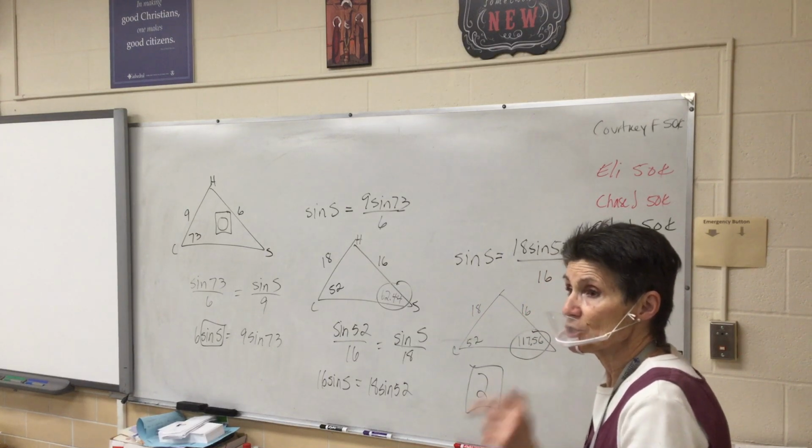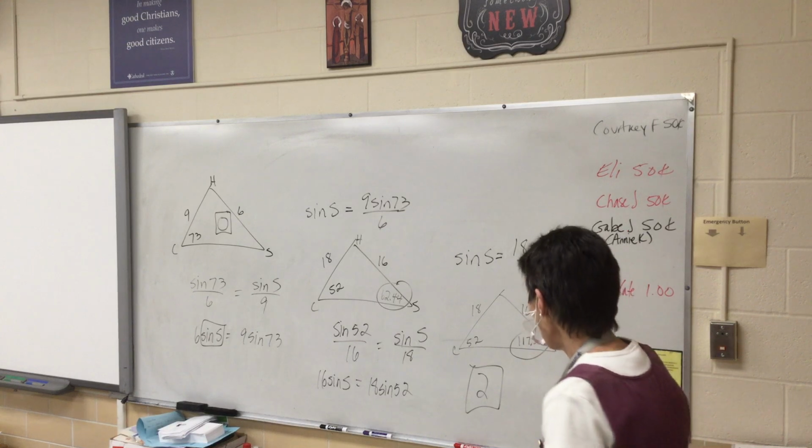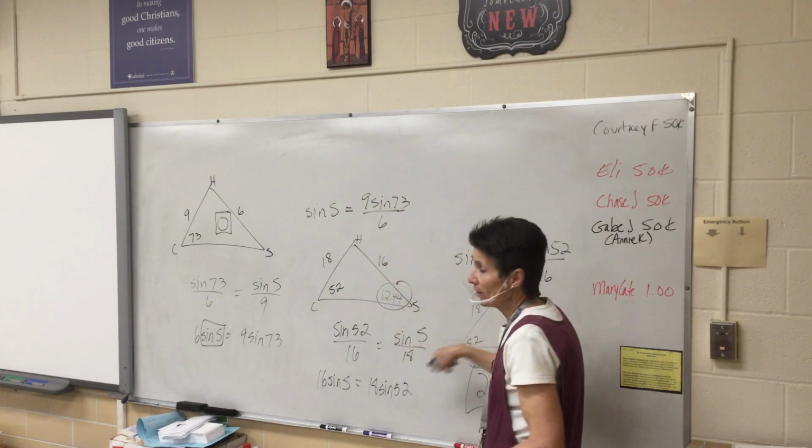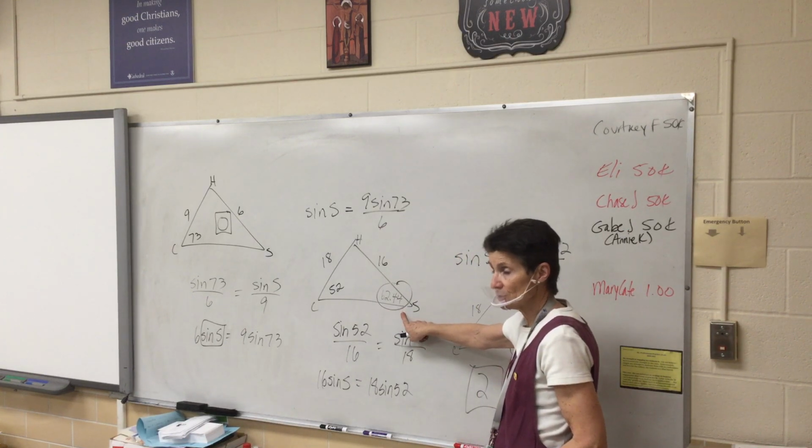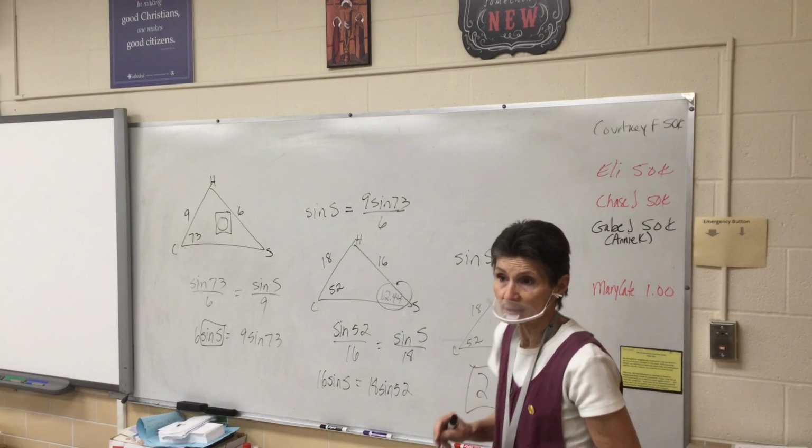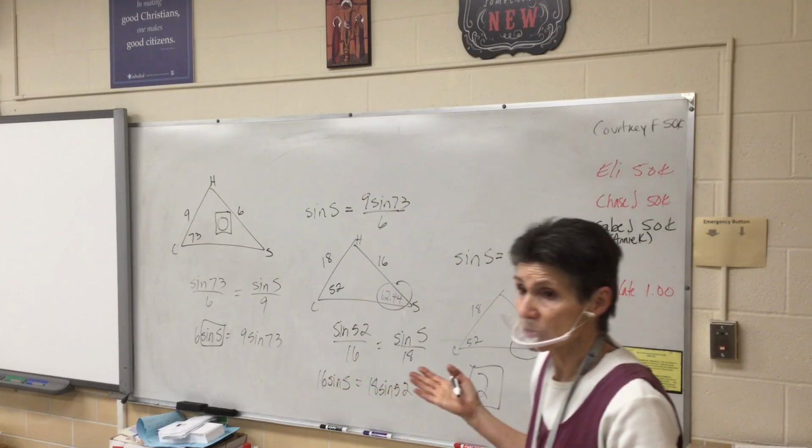When it says show work, kids, I gotta see somewhere on there a 62 and I gotta see a 117. Because that's how you know there's two of them.